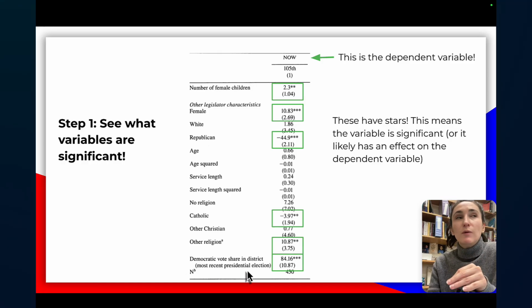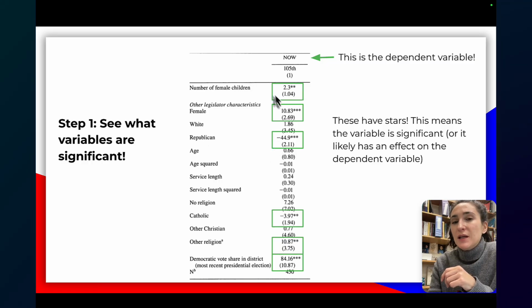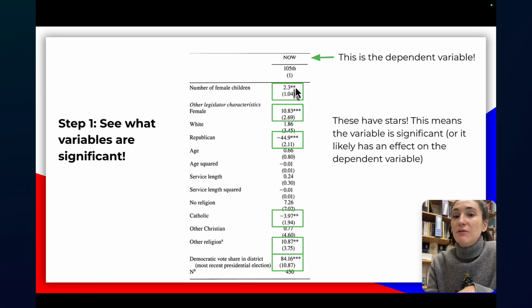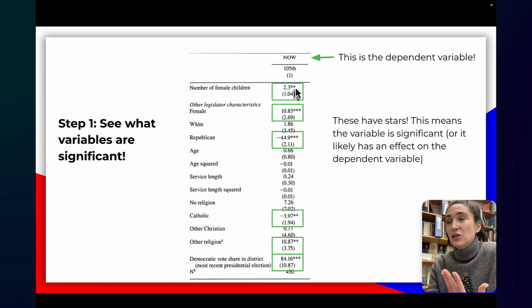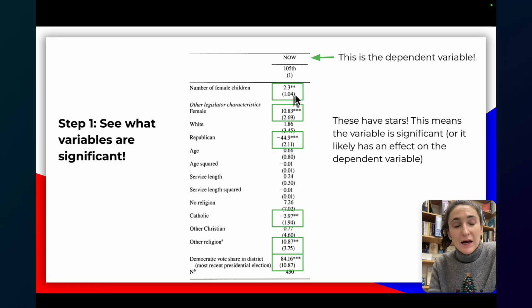And so the first thing you want to do when you have a regression table is highlight all the variables that have stars next to them. If they have stars, this means the variable is significant, or it likely has an effect on the dependent variable. So here we can see that the number of female children has stars next to it, as does the variable female.